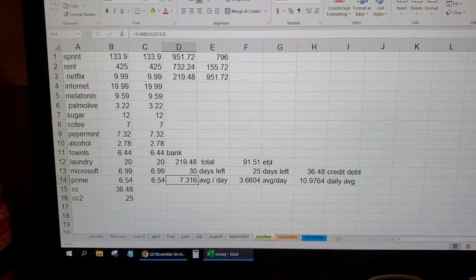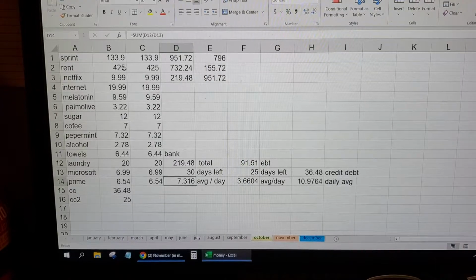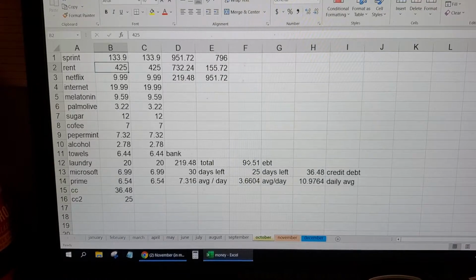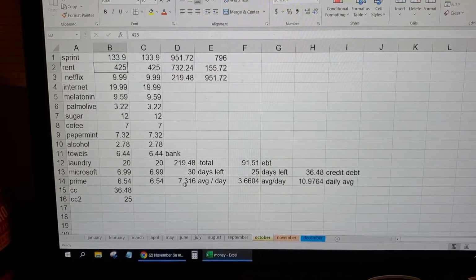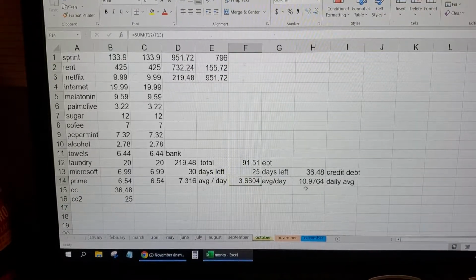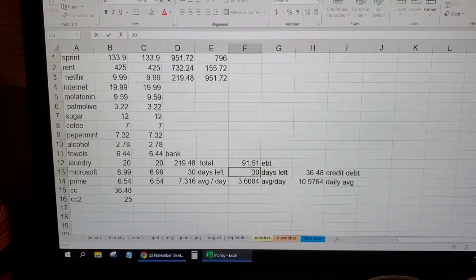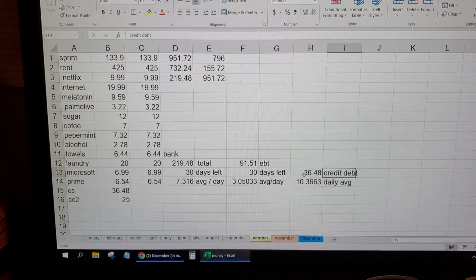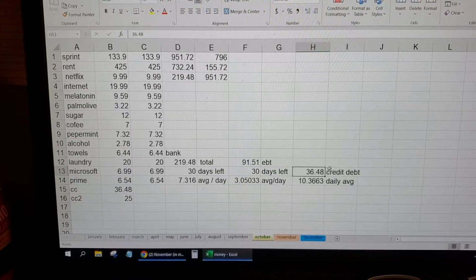And then over here we have EBT. That's my husband's EBT and his rent. And so that helps out. We go this one minus this one. This one, he gets this amount divided by this many days. And then I always put how much I have in the credit card. This whole thing is not current, just so you know.